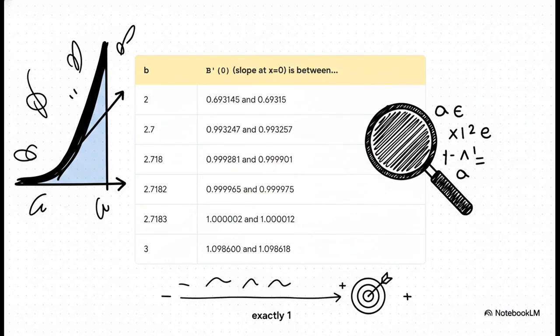And this table shows you how mathematicians basically zeroed in on it. They tried a base of 2, and the slope at 0 was too small, about 0.69. Then they tried a base of 3, and whoops, too big, about 1.1. So they knew the magic number had to be somewhere in between. And look what happens. As they get closer and closer, testing 2.7, then 2.718, they get incredibly close to a slope of 1. It looks like the sweet spot is right between 2.7182 and 2.7183.